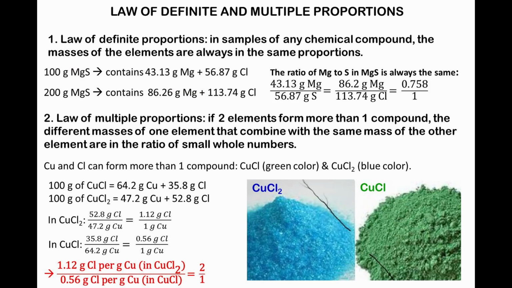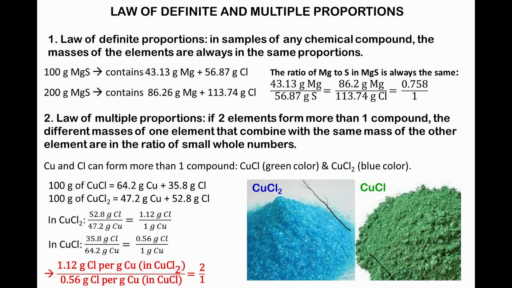The law of definite proportions and the law of multiple proportions describe how elements combine to form compounds. The law of definite proportions states that in samples of any chemical compound, the masses of the elements are always in the same proportions. In magnesium sulfide, the magnesium to sulfide mass ratio does not change, despite the mass of the sample. The law of multiple proportions states that, if two elements form more than one compound, the different masses of one element that combine with the same mass of the other element are in the ratio of small whole numbers.